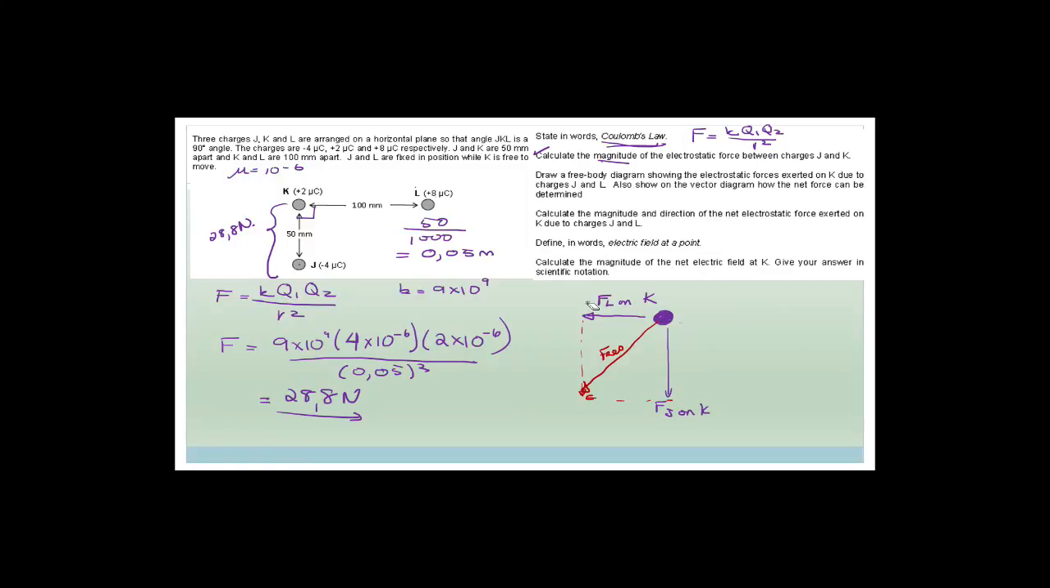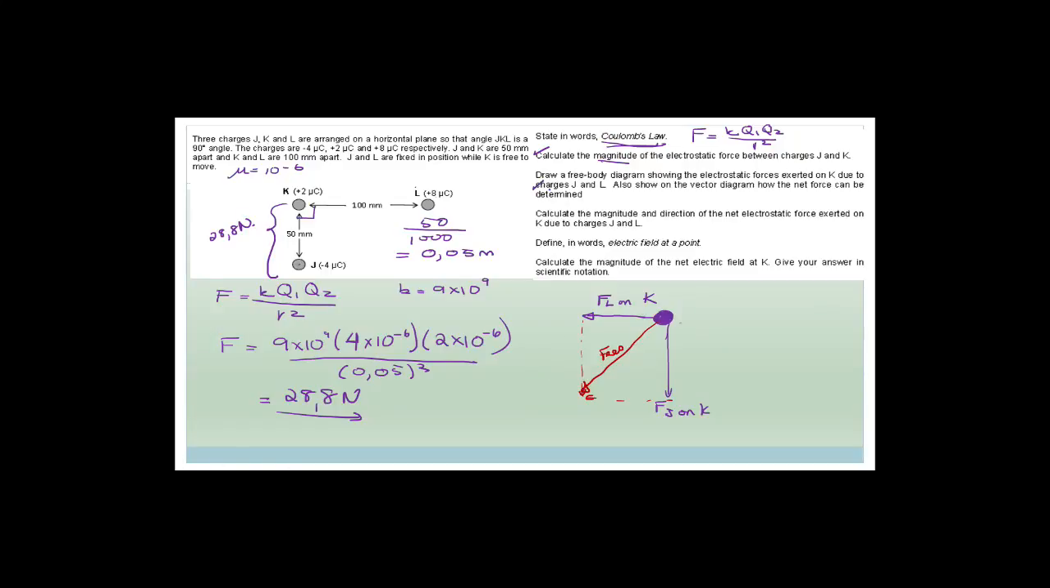It's a free body diagram. I haven't done this properly because these lines should touch, and obviously I should be using a ruler. So this is the force of L on K. It's a force of repulsion, so it's pushing K back. This is the force of J on K, and it's pulling it down. Therefore, the resultant force is going to be this way.